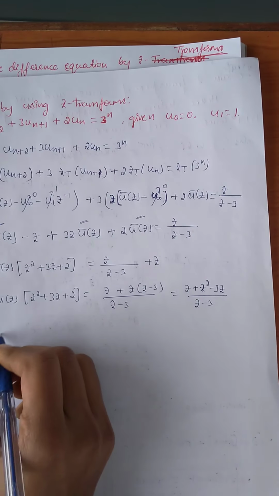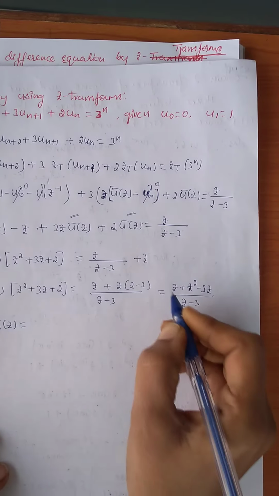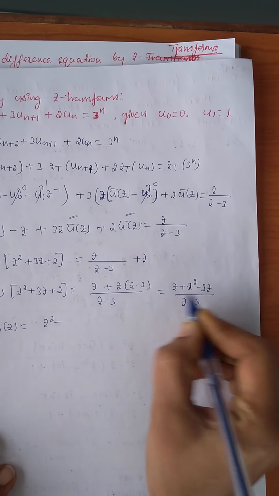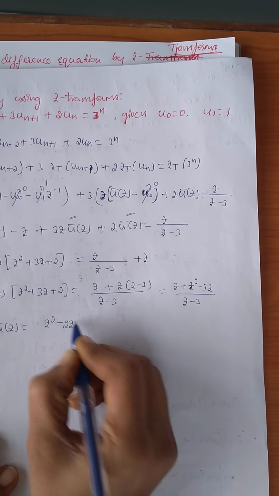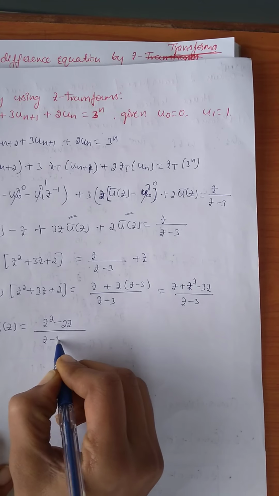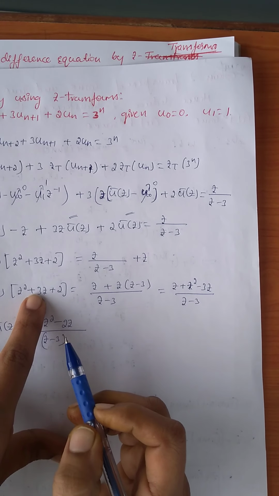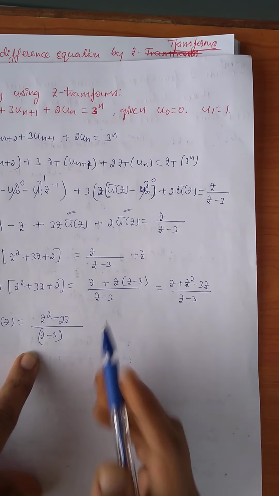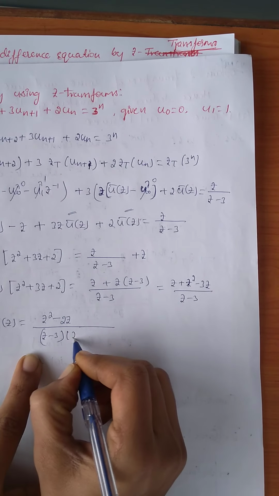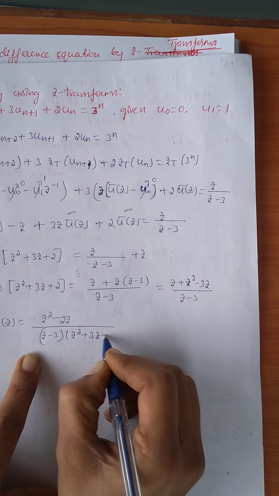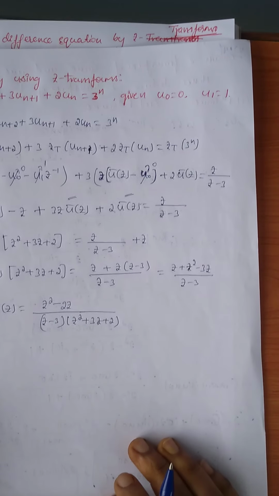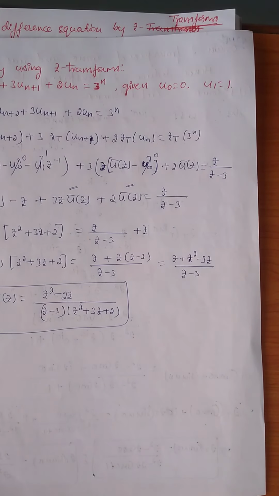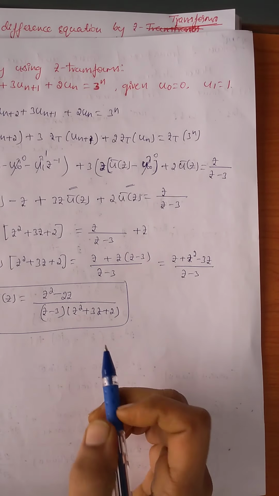Now we can write ū(z) is equal to, on the RHS, the numerator z² − 3z + z, which is z² − 2z, and the denominator z−3. We should also take this in the denominator, because we have to find ū(z). The ū(z) coefficient goes to the denominator, so we get one more term, z² + 3z + 2. So ū(z) is equal to (z² − 2z)/((z−3)(z² + 3z + 2)).